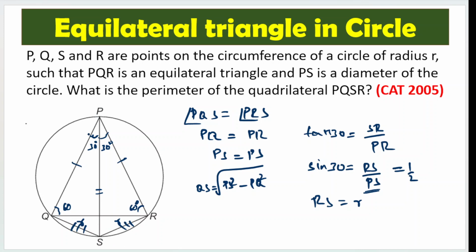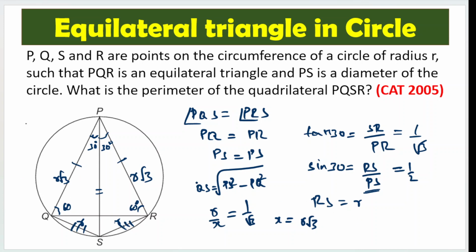Now we just need to find what exactly this side is so that we can calculate the perimeter. What is tan 30? Tan 30 is 1 by root 3. If this is x and r by x is equal to 1 by root 3, then x is equal to r root 3. This x we can write as r root 3. If this is r root 3, this is also r root 3.